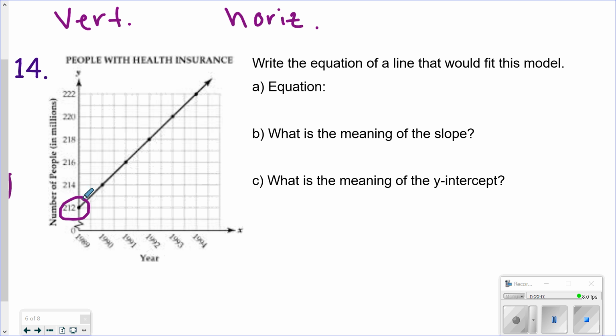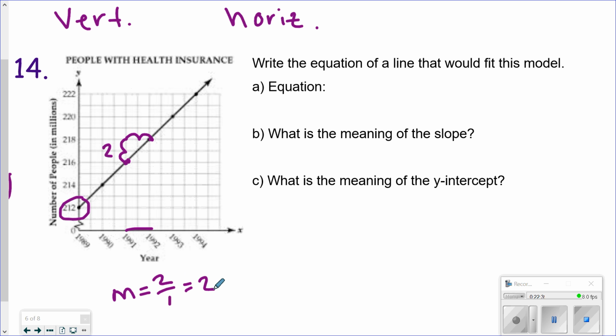Next, I need to figure out what my slope is. So let's take these 2 points here and find my slope. All right, so I go up 2, which if I look on the side here, going from 216 to 218, that is 2. And my run, I go over 2 spots. And if I look here, 2 spots actually only equals 1. I go from 1999 to 1992 in 2 spots. So my slope then is equal to 2 over 1, which is equal to 2.